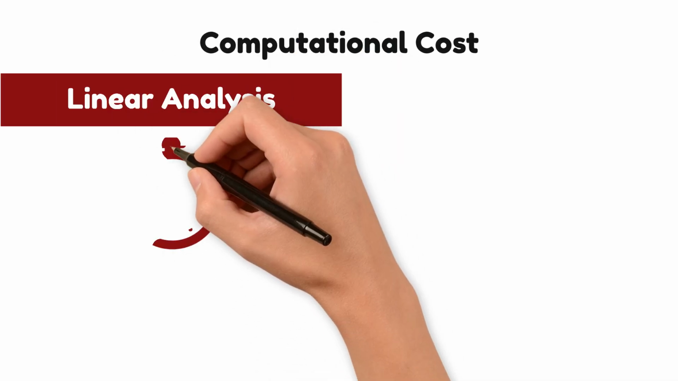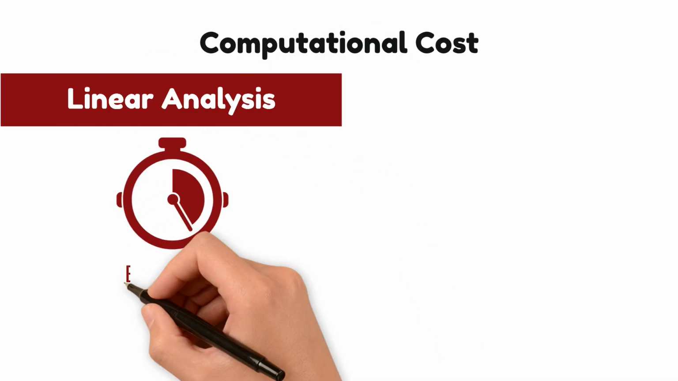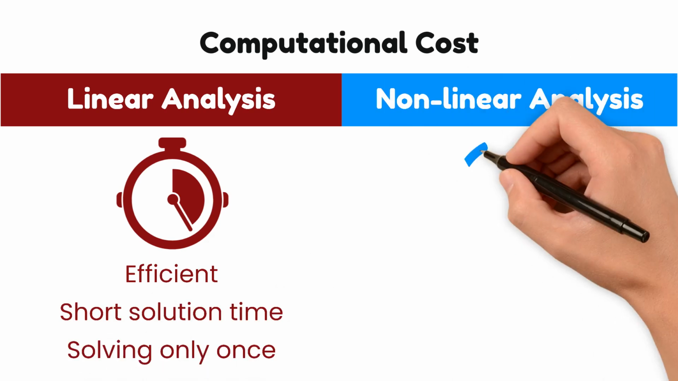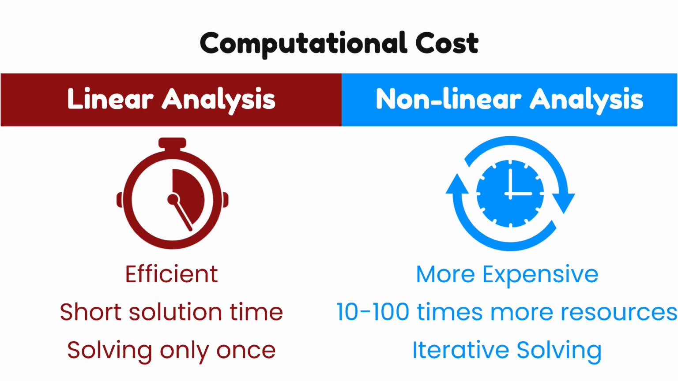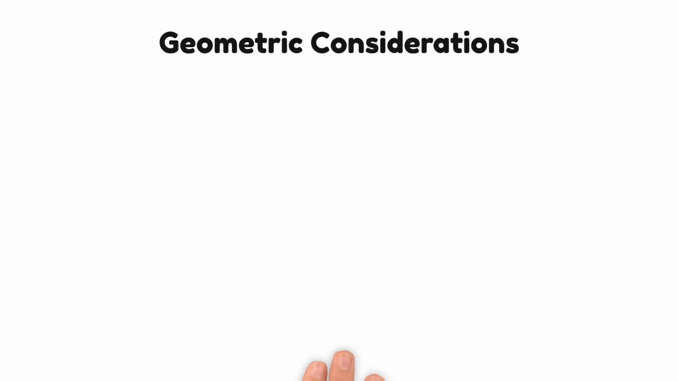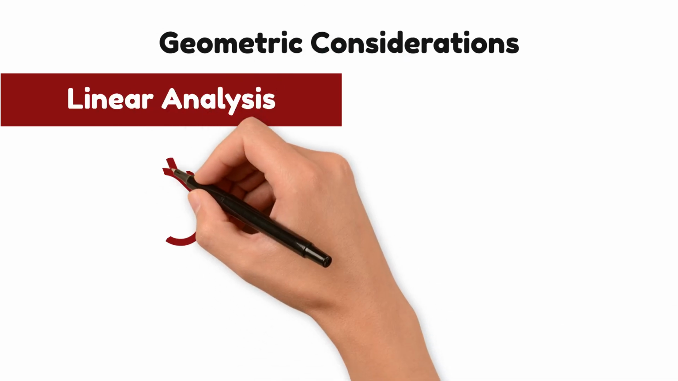Linear analysis is fast and efficient. You solve the system just once and you're done. But nonlinear analysis takes a lot more computing power. Because of all those iterative updates, it can be 10 to 100 times more expensive in terms of time and resources. In linear analysis, we assume the geometry barely changes.